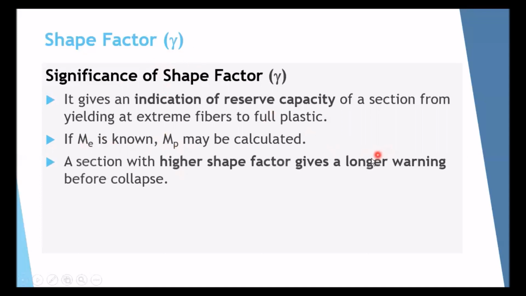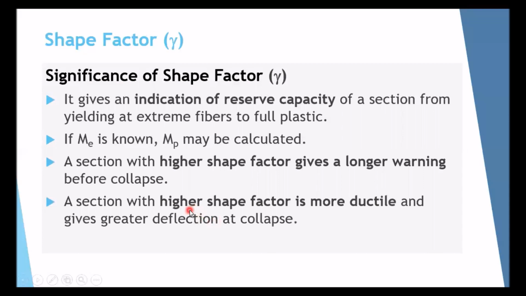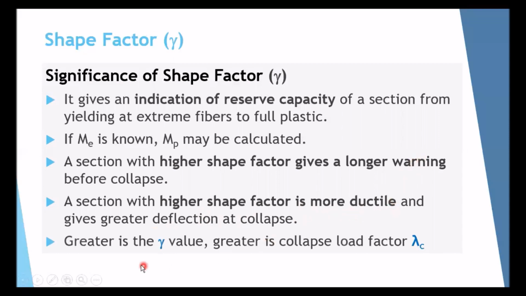Also, a section with a higher shape factor gives a longer warning before collapse, because it will take time to reach the fully plastic stage, and then it will go to the unstable stage based on the number of plastic hinges that will form. Again, a higher shape factor is more ductile. If a section has a higher shape factor, it is more ductile and gives greater deflection at collapse. Again, it is like giving more warning. And finally, the greater the shape factor, the greater the collapse load, or we call it lambda collapse or lambda C.